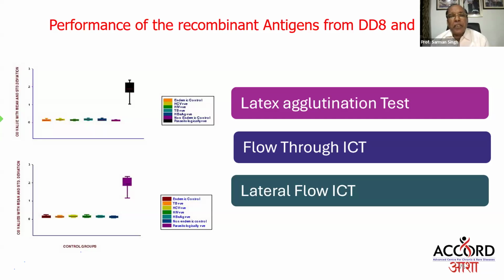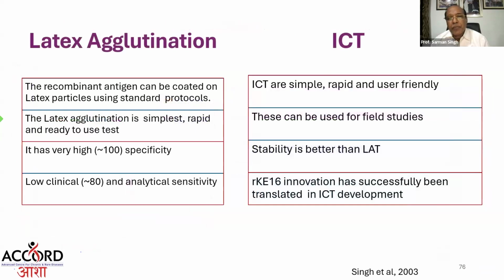So using this recombinant novel protein, we developed a latex agglutination test, flow-through ICT, and then later lateral flow ICT. The lateral flow was obviously on the recommendation of the Government of India. Next, please. The latex agglutination was found to be highly sensitive, but obviously specificity was a concern. And then, of course, we preferred to go for the ICT. In ICT, as I already mentioned, we did flow-through first, and then the kit was launched.